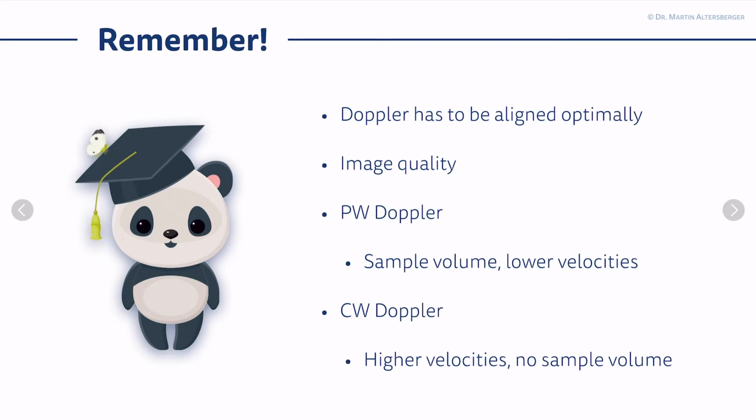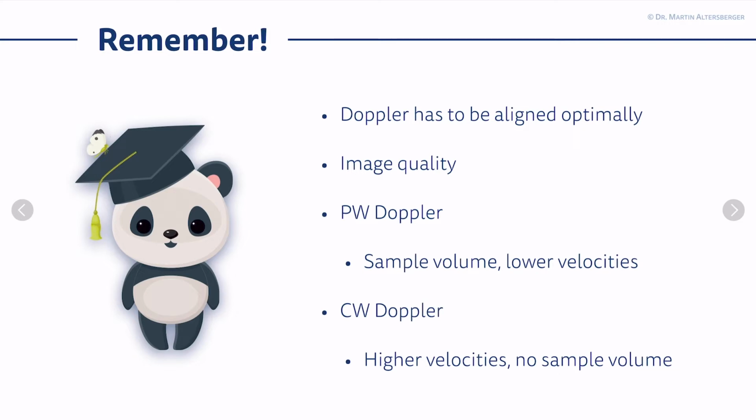So we have to have an optimal image, because if the image is out of plane or the image quality is reduced, Doppler signals won't be optimal, and that can influence, of course, the measurements. As mentioned, we will talk about the pulsed wave, the PW Doppler, and the continuous wave Doppler, the CW Doppler.